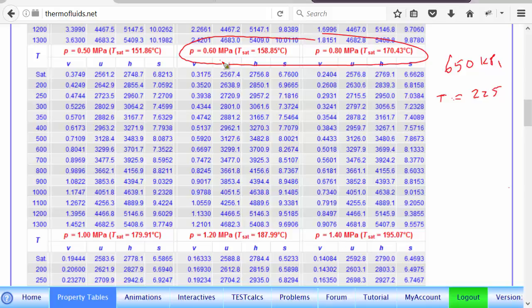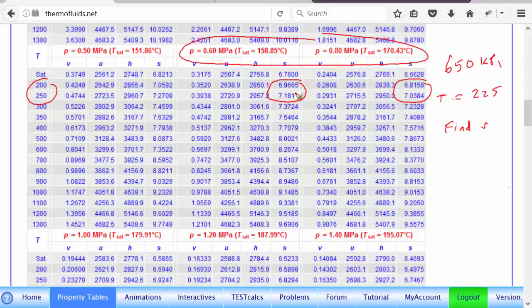I will say 650 is close to this, and temperature is 225, and suppose the question is find entropy. Then what we'll do, 225 is somewhere in between these two temperatures. So our answer will be somewhere in between these two values and these two values. So from here we interpolate for 225, which will be somewhere in between.